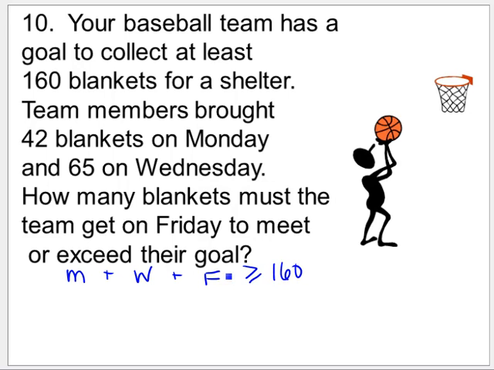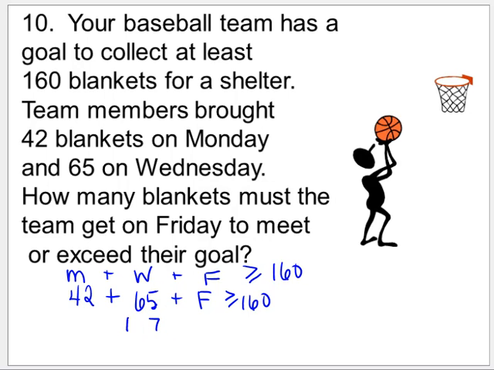Well, if we go back and reread the problem, it says they got 42 blankets on Monday, so I'll put 42 in for the Monday. They got 65 on Wednesday, so I'll put 65 in for Wednesday. And Friday is our unknown. Setting up this inequality allows me to go ahead and solve for F, Friday.